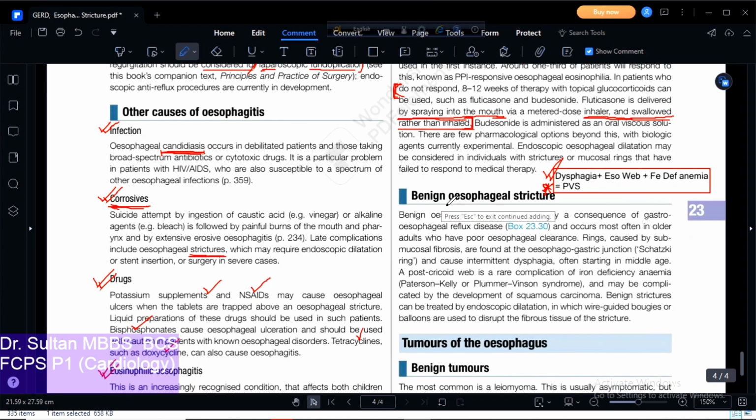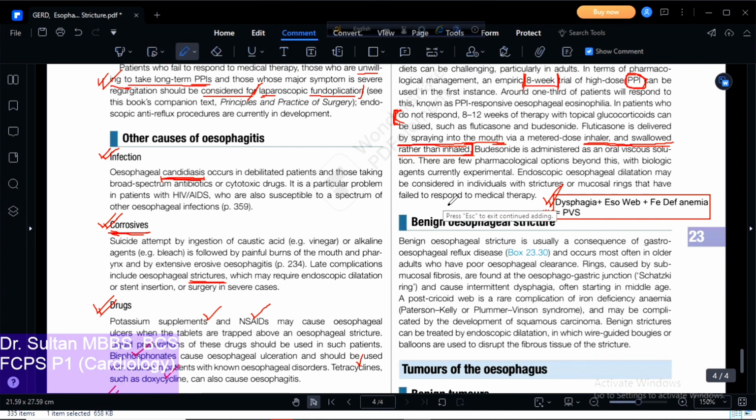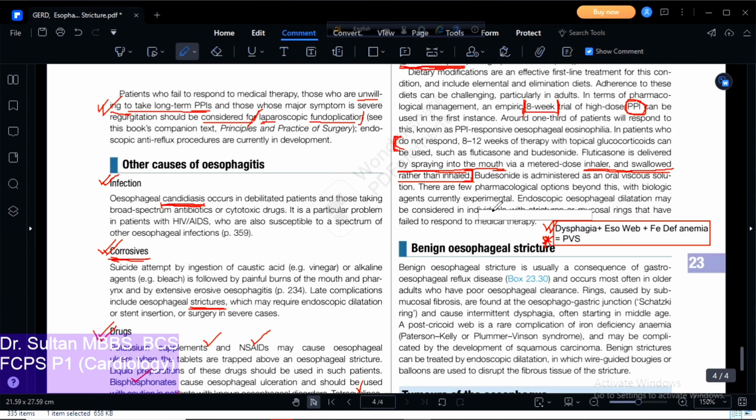So this is all about esophagitis and reflux disease. I hope the lecture will be helpful for you in your clinical practice, as well as if you want to attend different medical exams in the medicine faculty, it will be helpful for you. So thank you.